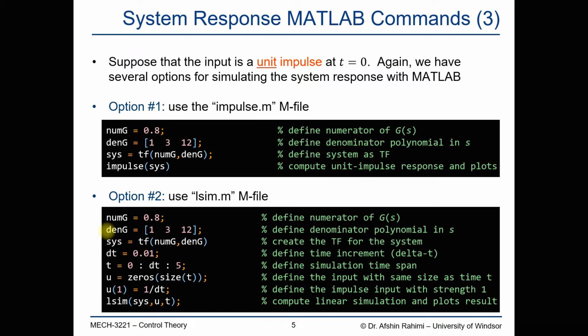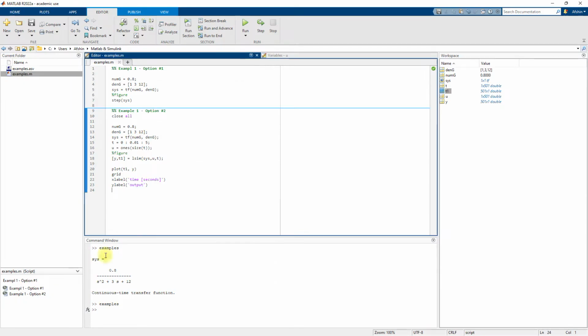Now suppose that the input is a unit impulse instead of a unit step at time 0. Again, we have several options for simulating the system response. So this time we are going to try to do the same thing that we did before, but instead of a unit step input, for a unit impulse input. So let's go back to MATLAB and see how we can do this.